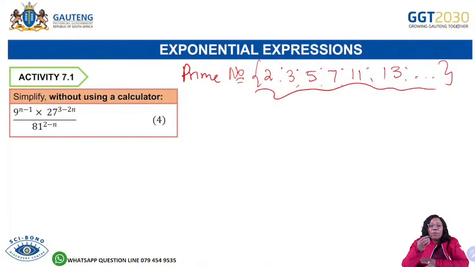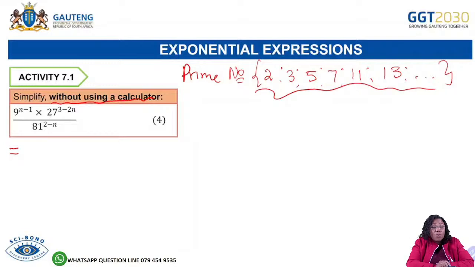Okay, remember we will be using this together with our exponential rules. Now we have this expression here. They say simplify this without using a calculator, grade 12. Without using a calculator, as you can see, it is highlighted there. You can't just take your calculator and put in the values. No, you need to apply your rules in order to simplify this.